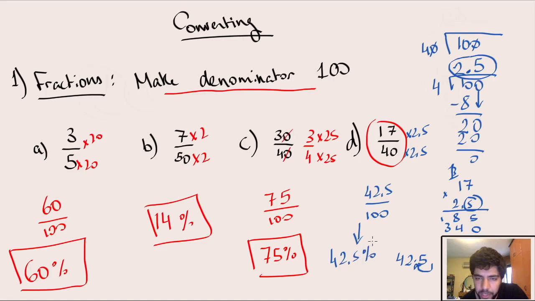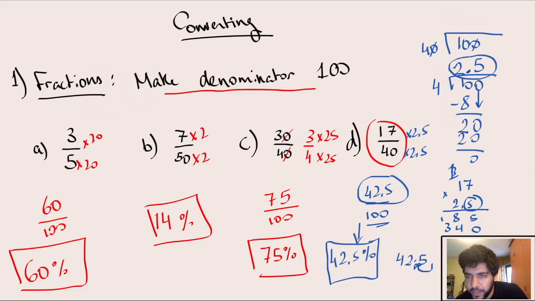42.5%. Now, when we did our fractions unit, we discussed how we can't have a decimal in a fraction. That wouldn't be in simplest form. But since we're forcing the denominator to be 100, then it's okay to have a decimal as a percentage. Okay, so that shouldn't bother you. 42.5% is valid and in simplest form.